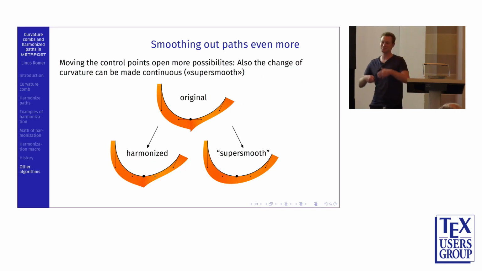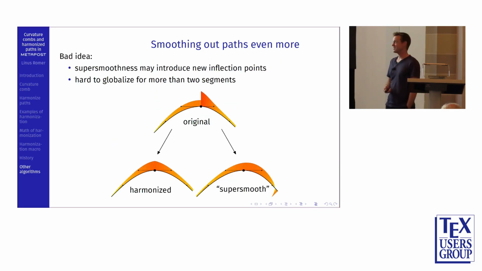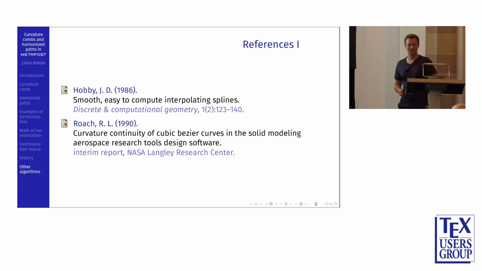So I once came up with the unfortunate idea that I could make it super smooth, so I would not move the joining knots, but the control points that are off curve, and then I could satisfy even more properties, like not only the curvature will be continuous, but also the change of curvature will be continuous. And I called it super smooth. And it was not a super smooth idea because it has some problems. It could introduce new inflection points, and it was very hard to globalize. So by changing the points for two segments, everything changed globally, and the whole situation had to be calculated anew. These are the references, and I'm open to questions.